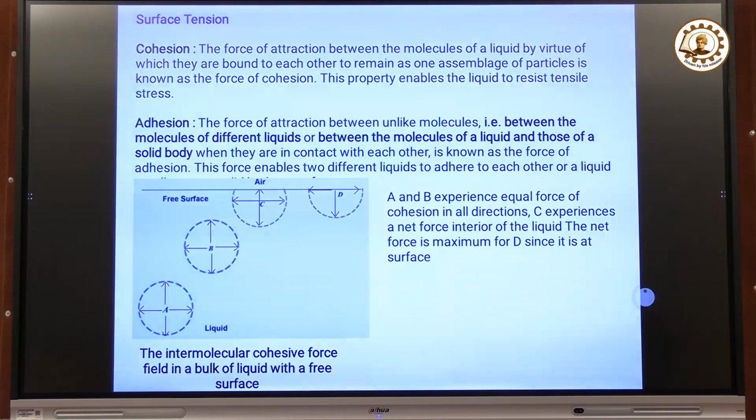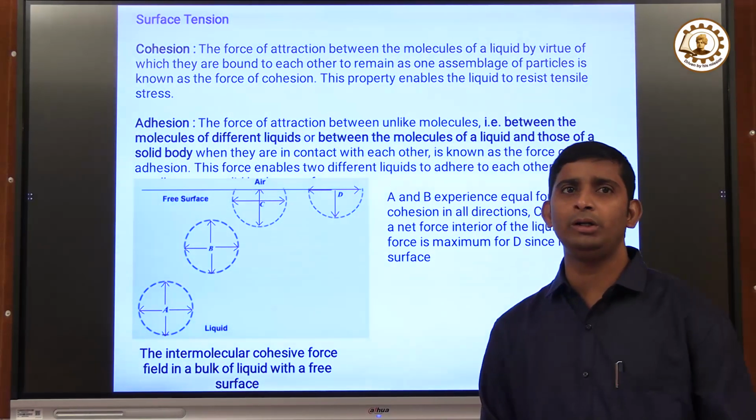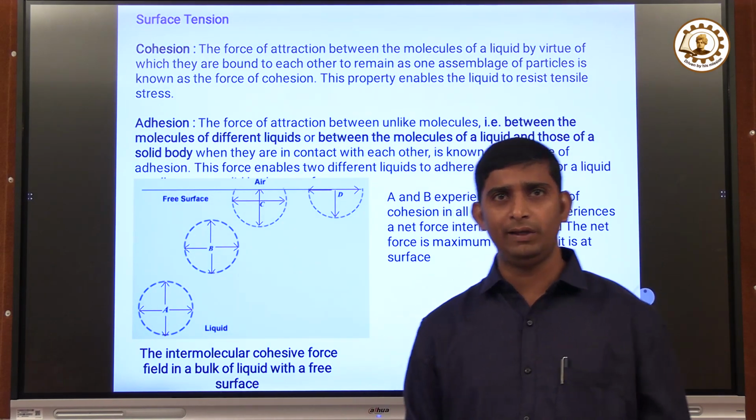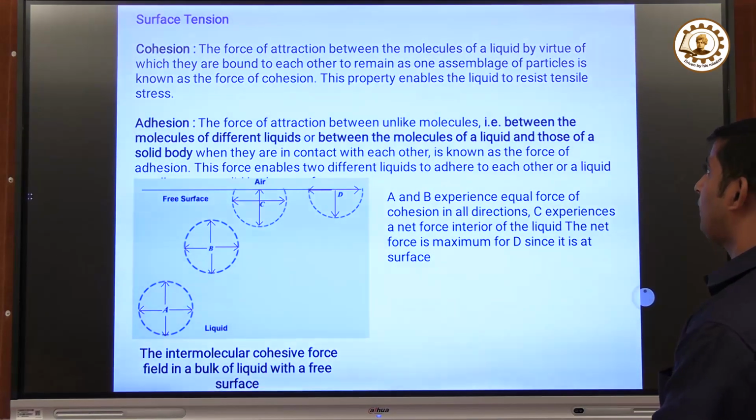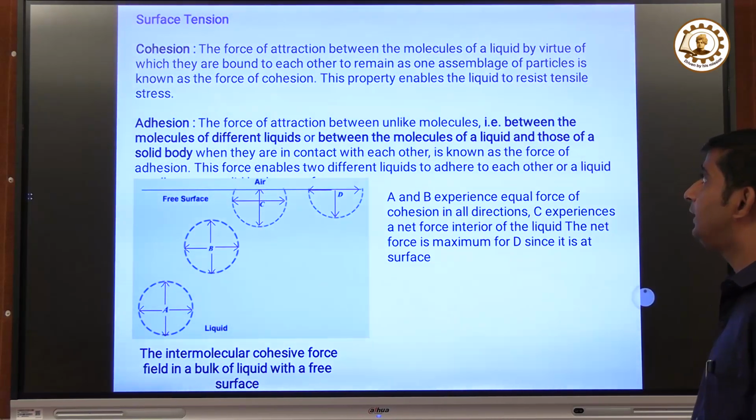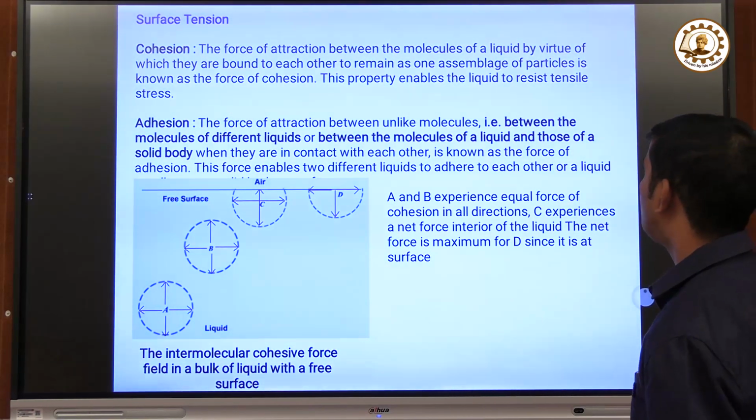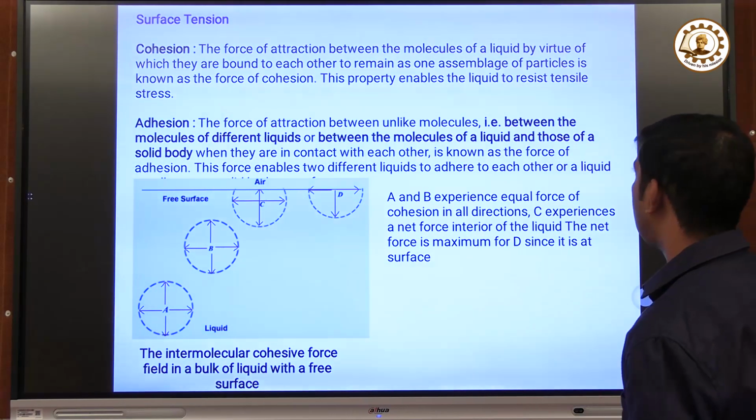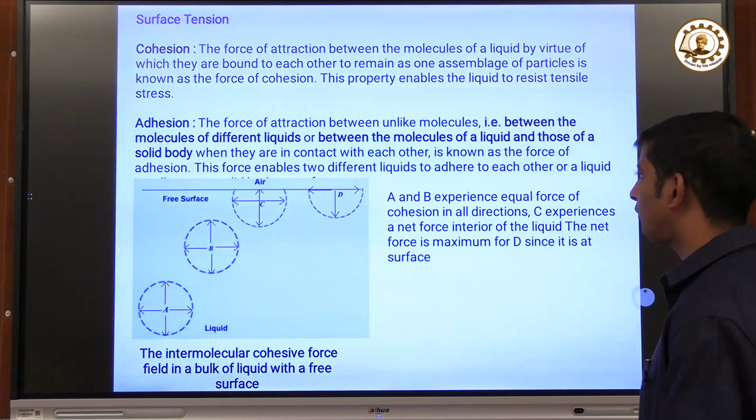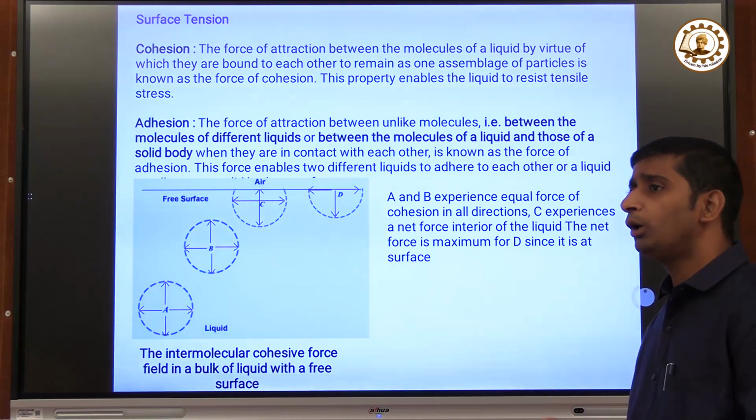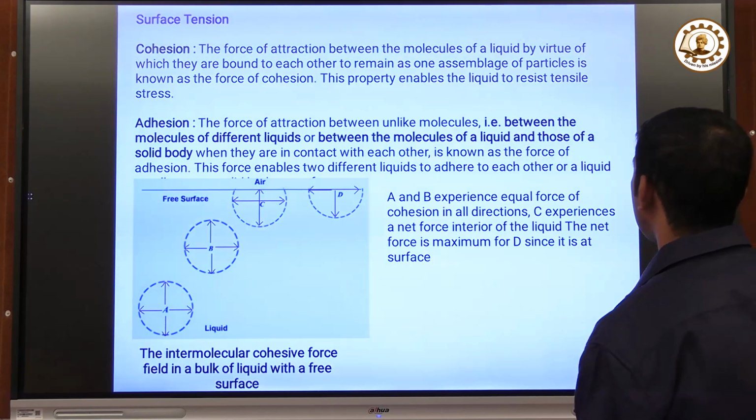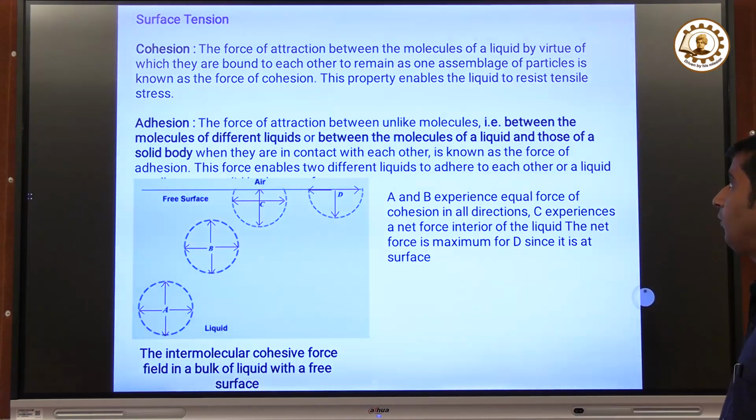What is surface tension? Before surface tension, we have to understand two terms known as cohesion and adhesion. First, what is cohesion? The force of attraction between the molecules of a liquid by virtue of which they are bound to each other to remain as an assembly of particles is known as the force of cohesion. That means the force by which the liquid molecules assemble as a mass is known as cohesion. This property enables the liquid to resist the tensile stress.